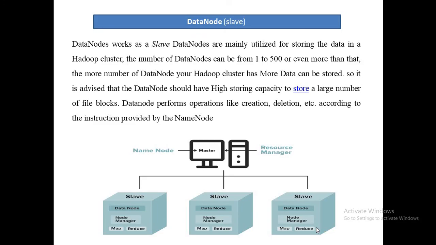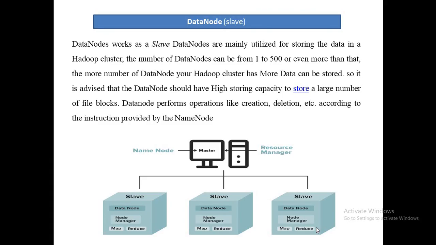The data nodes can be from 1 to 500, even more than that. The more data nodes your Hadoop cluster has, the more data can be stored. It can have 1 to 500 or even more, according to how you are creating it. It is advised that a data node should have high storing capacity to store a large number of file blocks. Whatever data is coming, it comes as blocks.